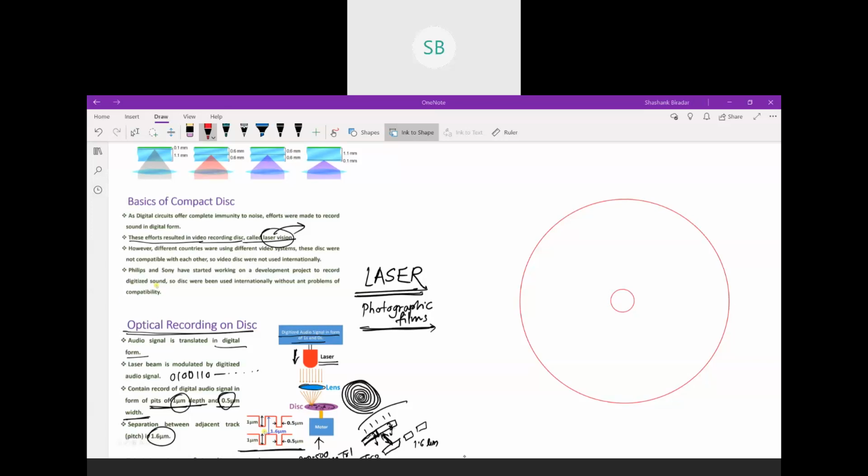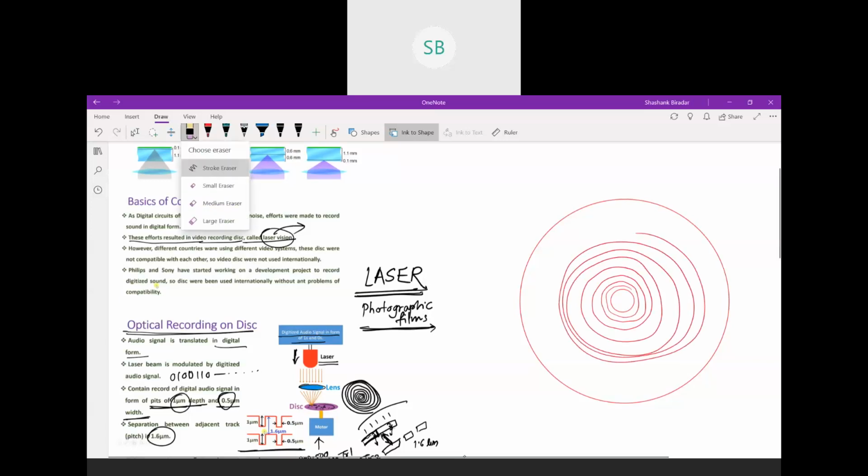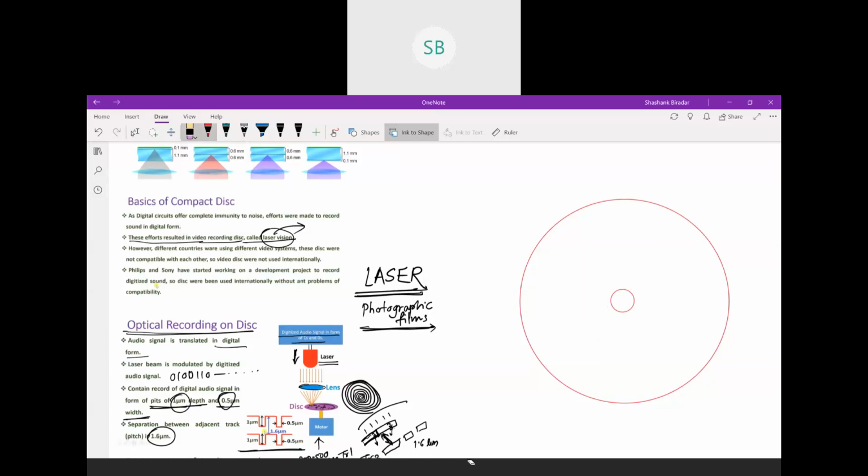Now this is a compact disk. We are writing the data from the center to the extremity. As far as physical dimensions are concerned, can you tell me the diameter of the disk? The diameter is 12 centimeters, and the thickness of the disk is 1.2 millimeter.